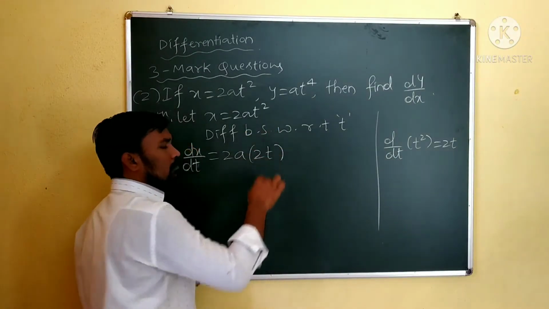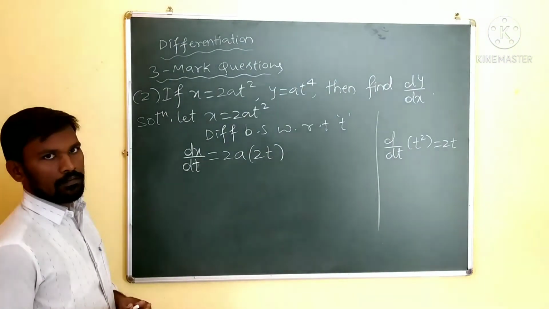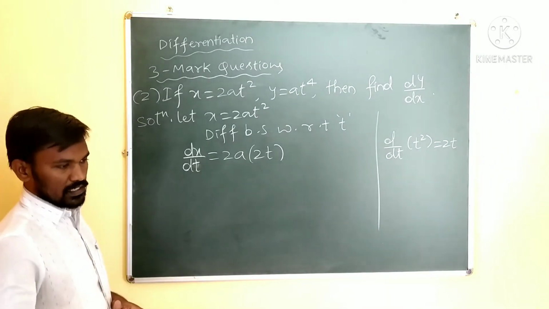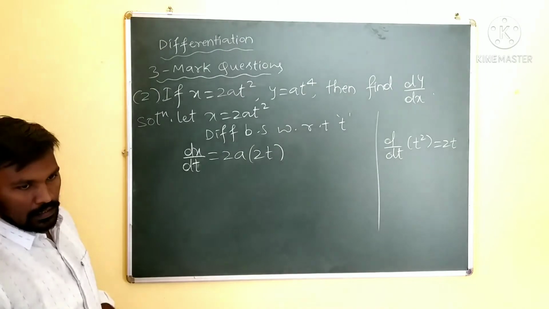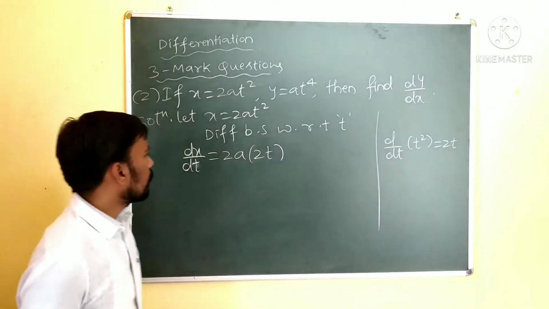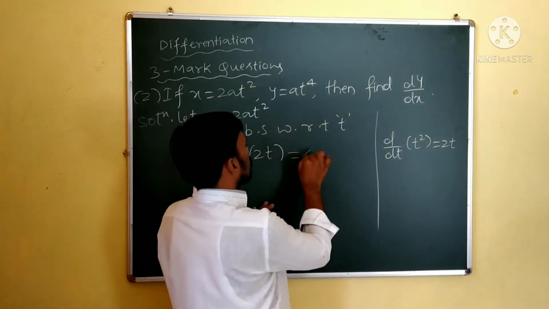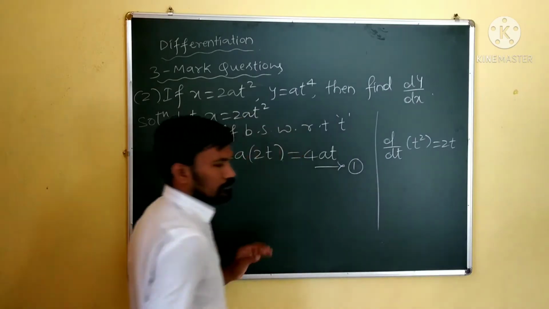So t square is not a composite function here. Like derivative of x square with respect to x is 2x, like derivative of y square with respect to y is 2y. Like this, derivative of t square with respect to t is 2t. It is enough. Now dx by dt is equal to 2 into 2at, which is 4at. So this is equation number 1.